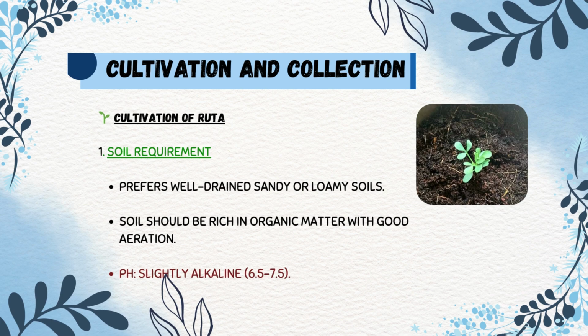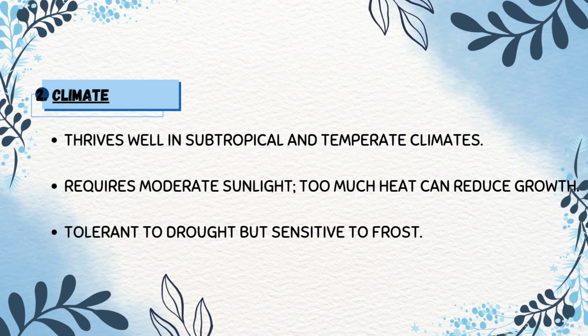Cultivation and collection of RUTA. In cultivation of RUTA, there are many factors. First one is soil requirement. It prefers well-drained sandy or loamy soils, and soil should be rich in organic matter with good aeration. pH should range from 6.5 to 7.5. Second is climate. Thrives well in subtropical and temperate climates. Requires moderate sunlight. Too much heat can reduce growth, and it is tolerant to drought but sensitive to frost.